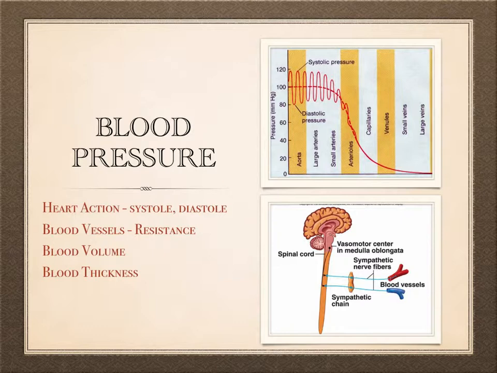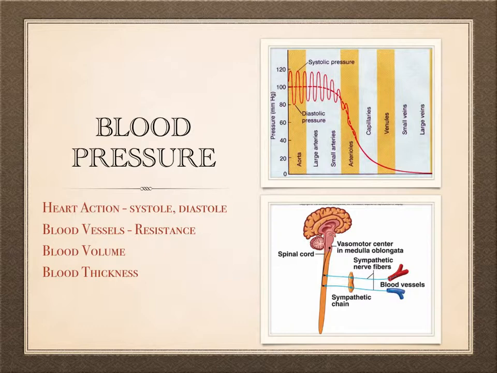But blood pressure is one of these things, just like body temperature, that's controlled by a negative feedback system. And this negative feedback system maintains blood pressure at about 120 millimeters of mercury in arteries, about 120 during systole and about 80 millimeters of mercury during diastole.